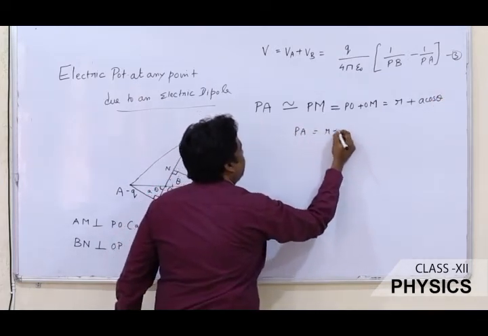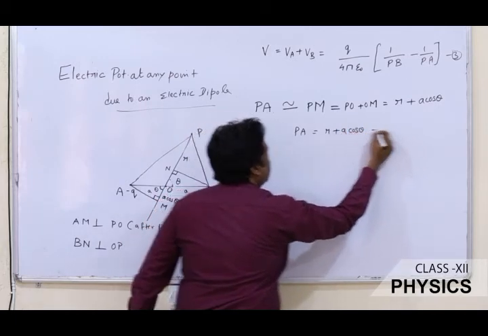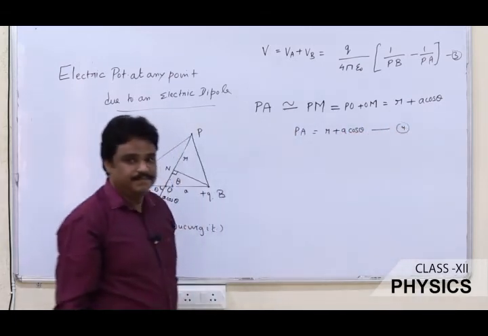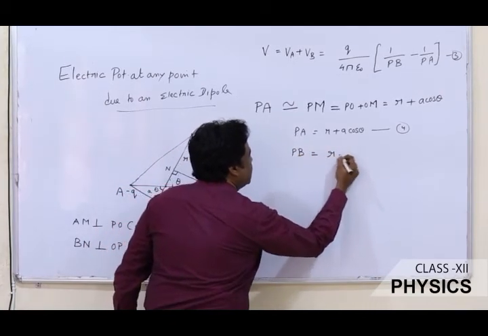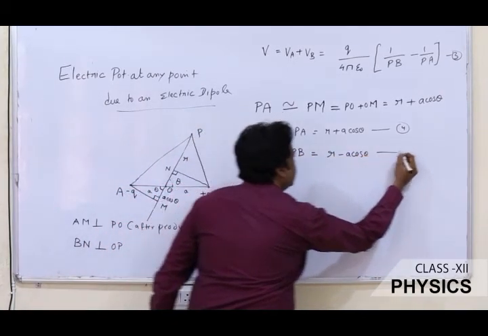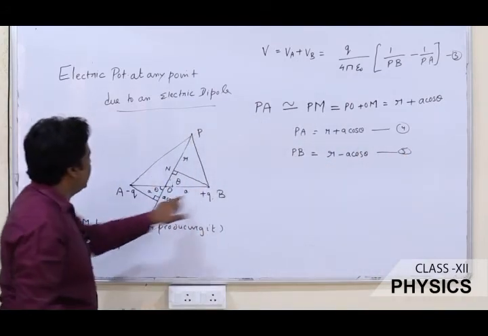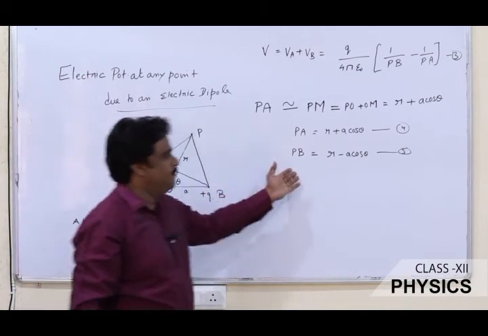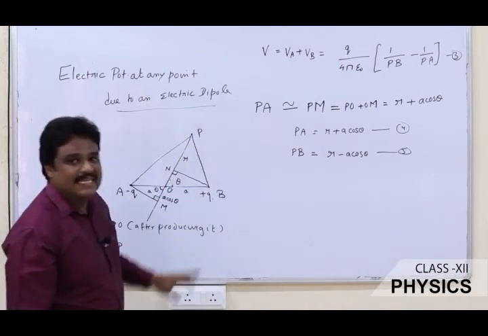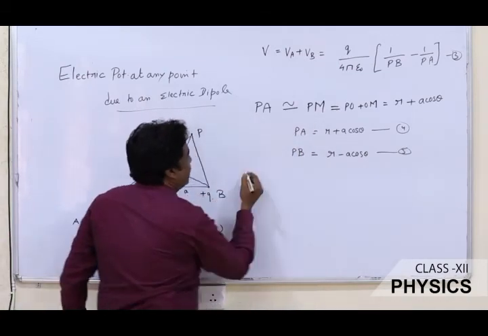So what we got is Pa is R plus A cos theta. Mark it as equation number 4. Similarly, without working it out directly, I am writing Pb is R minus A cos theta. How do you know this? From this right triangle, we are going to do the approximation. By the same approximation, I am getting Pb is equal to R minus A cos theta.